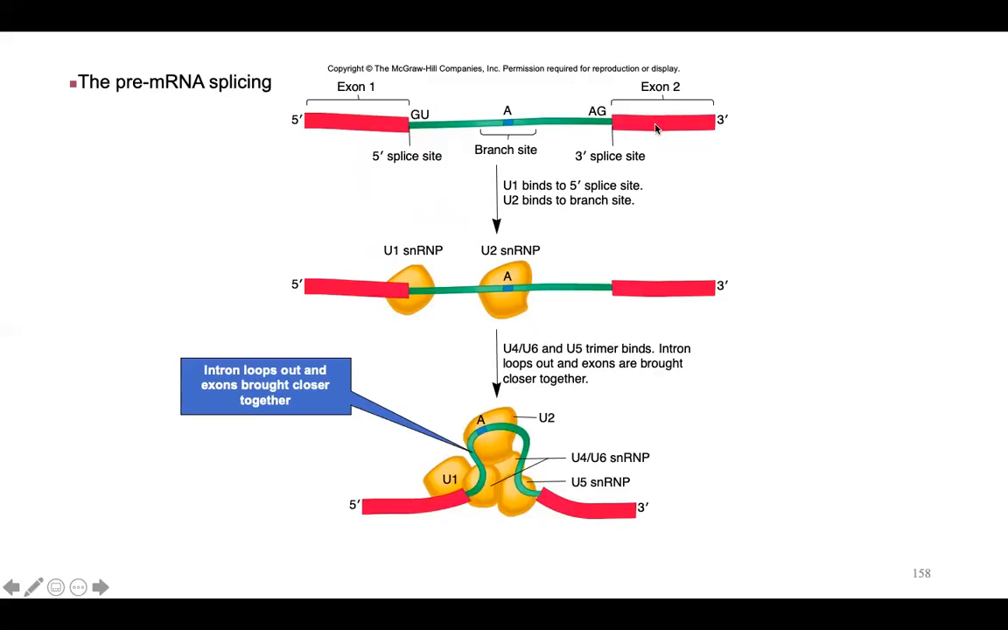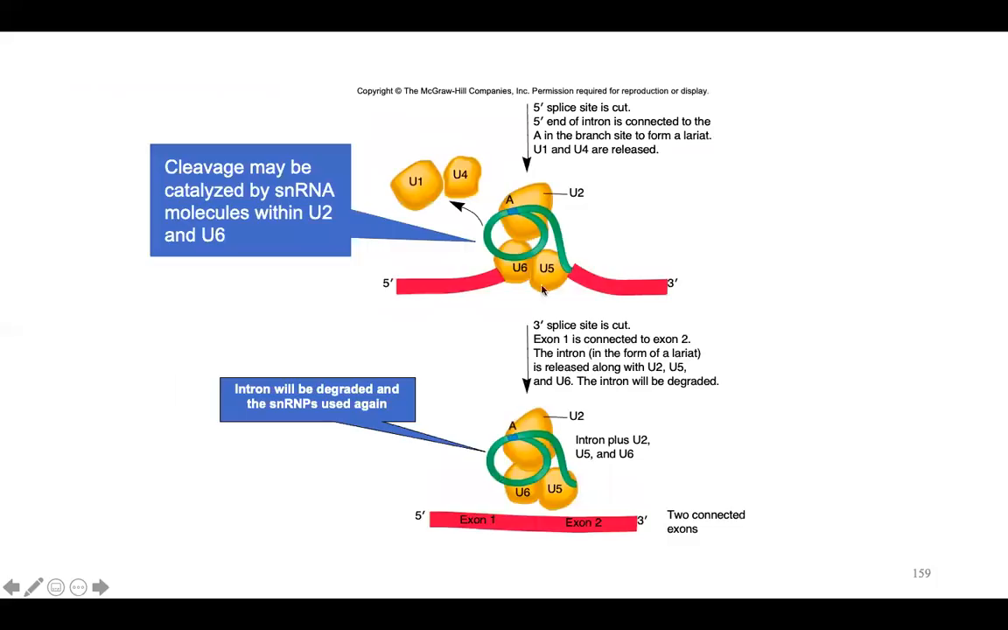So we need to bring exon 1 and exon 2 close together to form this loop and eventually this configuration forming a lariat. This lariat is formed because the 5' end of that intron, after being cut from exon 1, attaches to the A site of the branch site.